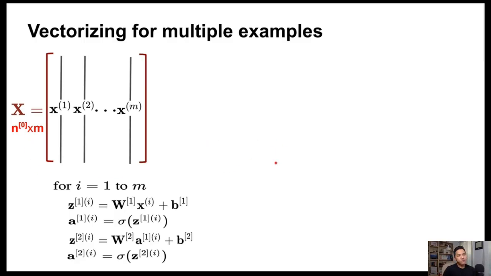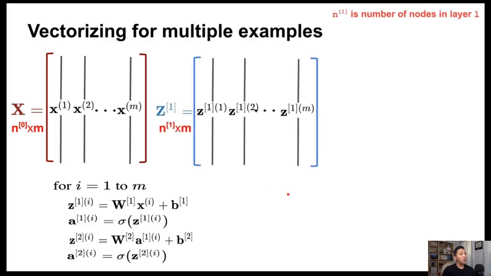And then I'll do the same for the response value Z, right? If I have Z1 of 1 and Z1 of 2 all the way to M, I can make it into a Z matrix with dimension N1 by M. So you have M columns. This N1 is the number of nodes in layer 1. So depending on the number of layers, you might have different Z. Remember, each Z is in each node, right? So N1 for Z is the number of nodes in that layer. Same thing with A, right?